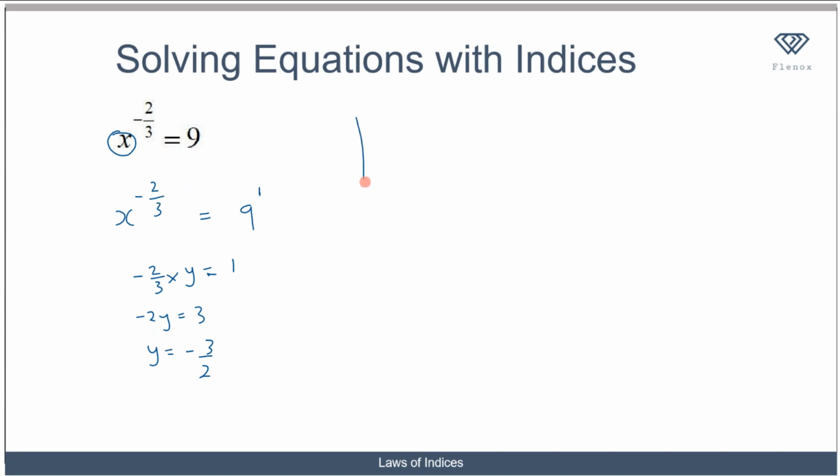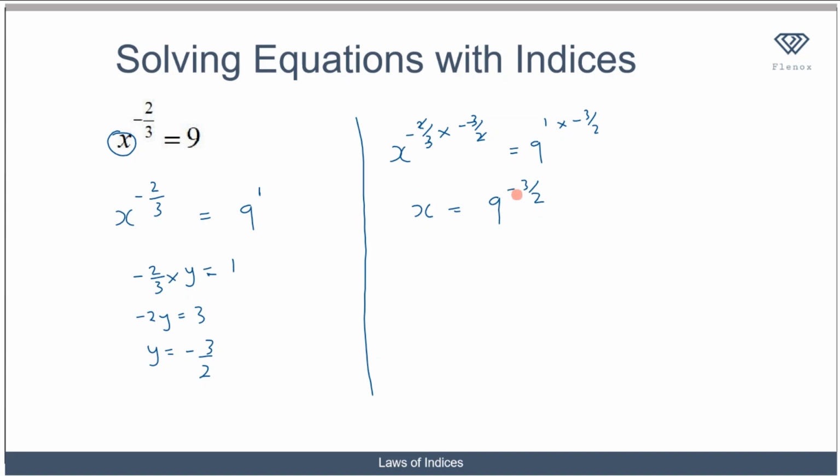So what does this become now? You multiply both sides by the reciprocal of what is on x. So you have x raised to the power minus 2 over 3, then times the reciprocal of this, which will be minus 3 over 2, is equal to 9 raised to the power 1 times minus 3 over 2. Remember, you have to do it to both sides. So in this case, this cancels this. Minus times minus is plus, 3 cancels 3. So I have x is equal to 9 raised to the power, this time, minus 3 over 2. Now, I can apply my laws of indices.